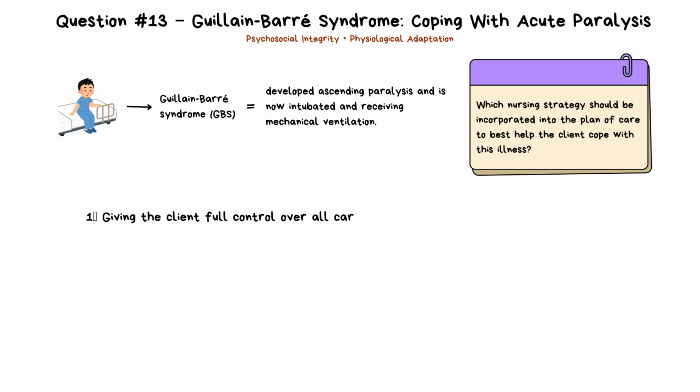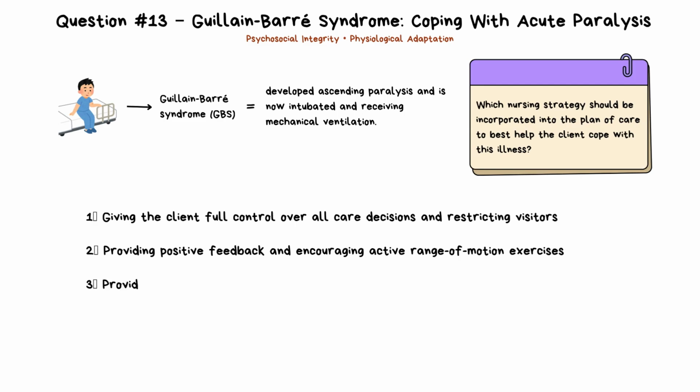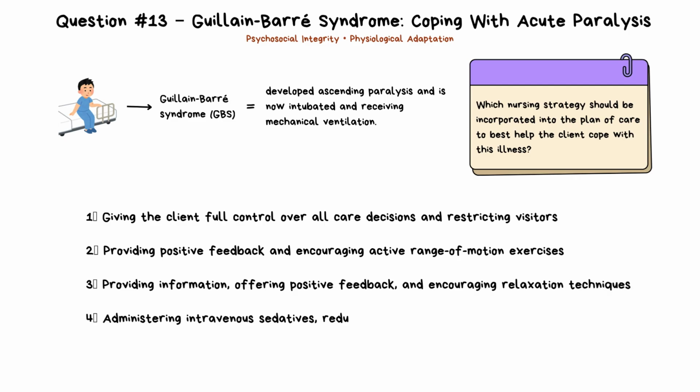Option 1. Giving the client full control over all care decisions and restricting visitors. Option 2. Providing positive feedback and encouraging active range of motion exercises. Option 3. Providing information, offering positive feedback, and encouraging relaxation techniques. Option 4. Administering intravenous sedatives, reducing distractions, and limiting visitors. Pause for a second and think about what this client is feeling. Aware? Frightened? Unable to move or speak? What does this person need most from the nurse?